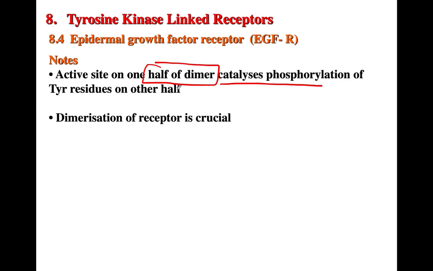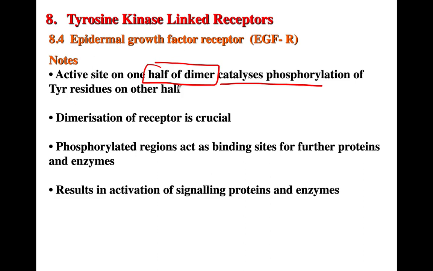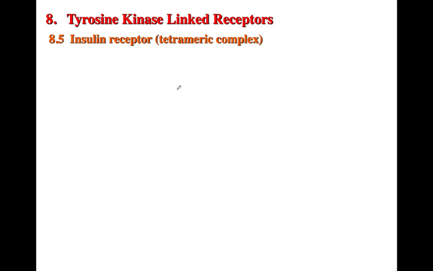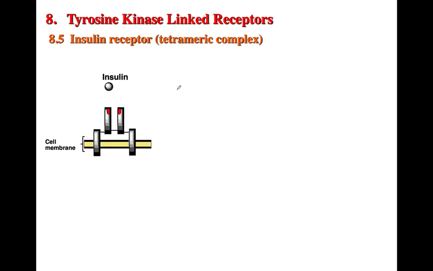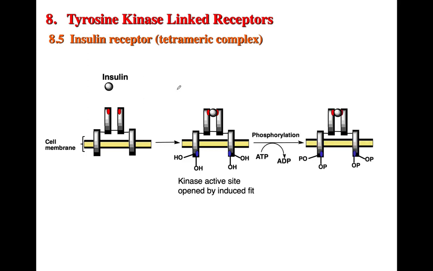Okay. As you can see, the dimerization is very crucial, and the phosphorylated regions are where other proteins and other enzymes are going to bind to lead to more signal activation and signal transduction. This will lead to the message being carried into the cell. The insulin receptor is another type of tyrosine kinase linked receptor. Again, you have a binding of insulin to its receptor that's going to cause dimerization, and the kinase active site is going to be opened by induced fit, causing the phosphorylation of the hydroxyl groups. And again, the catalytic site of one subunit is going to phosphorylate the tyrosine on the other residue.